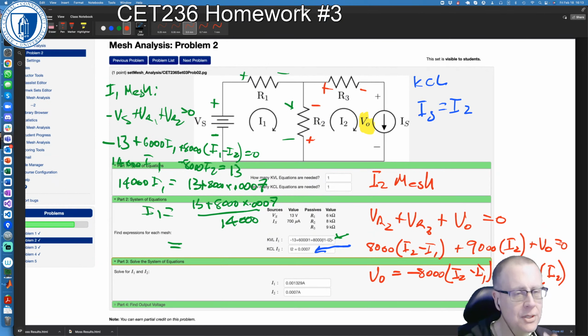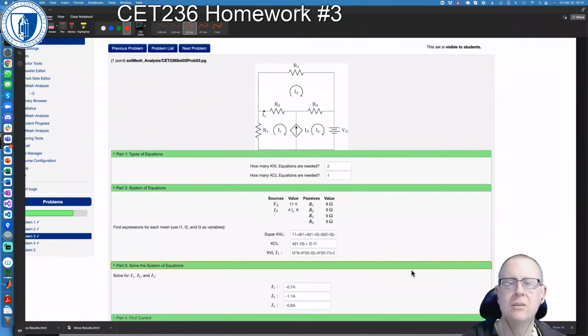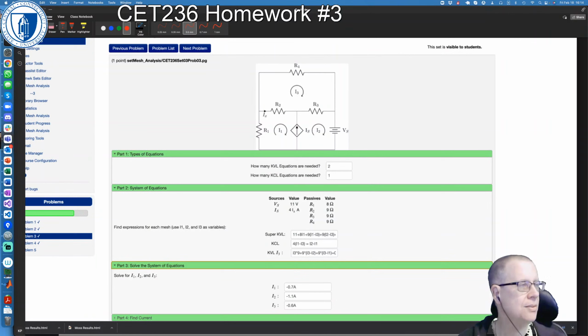Okay, so effectively you do have to apply Kirchhoff's voltage law in this case to find the voltage across the current source. But you can only apply that at the end once you know everything else about the circuit. Okay, so I'm going to kill this video and start on a new video for question 3.